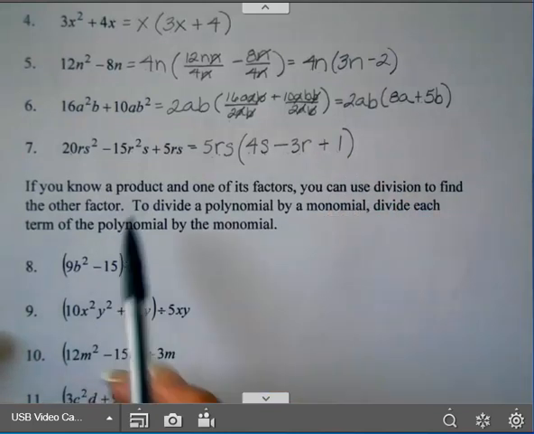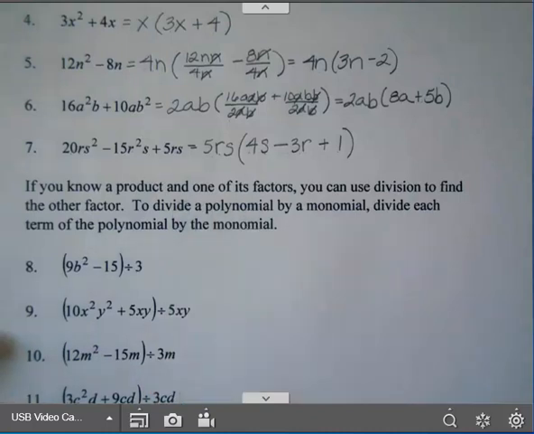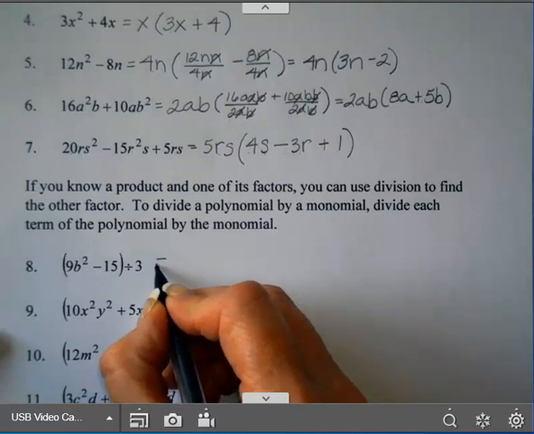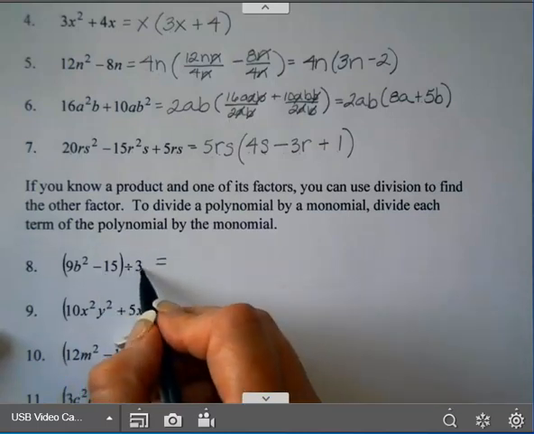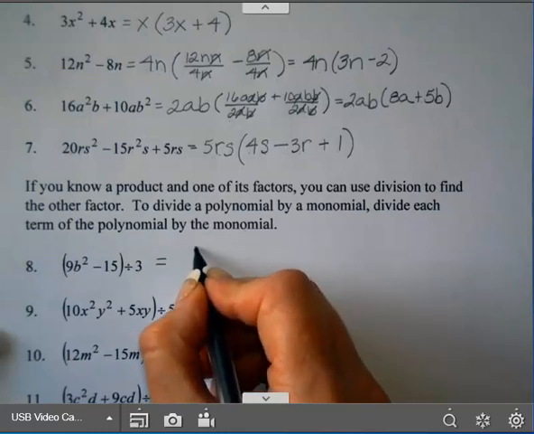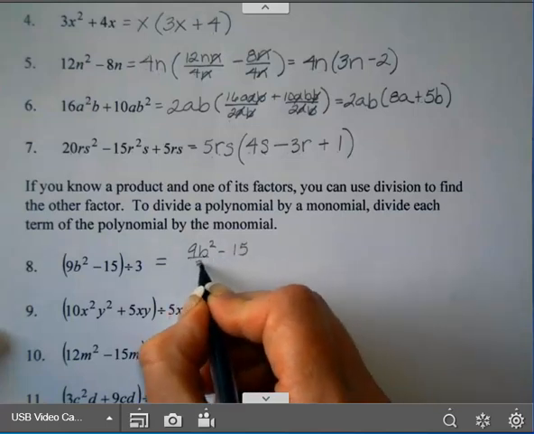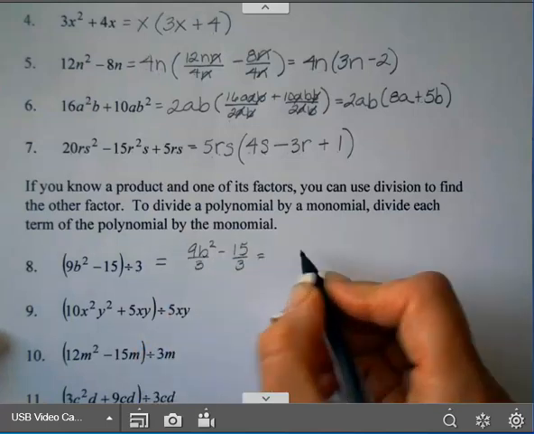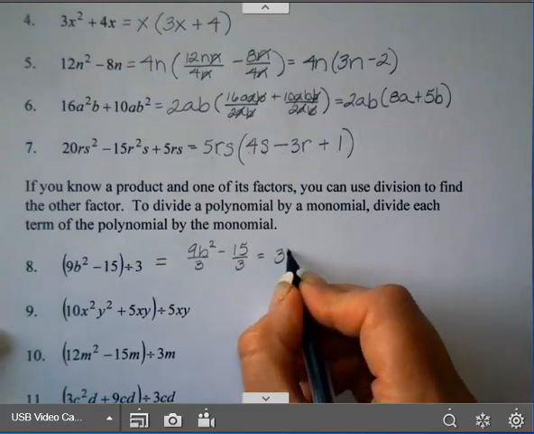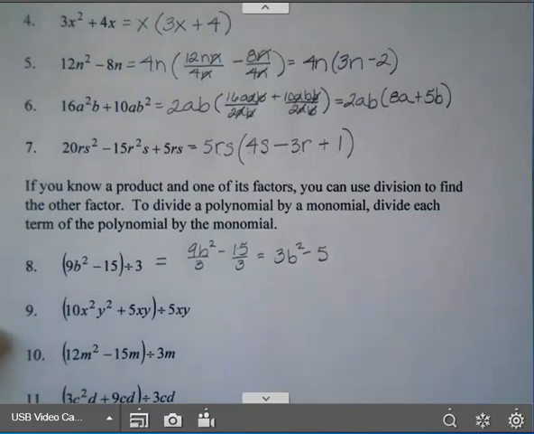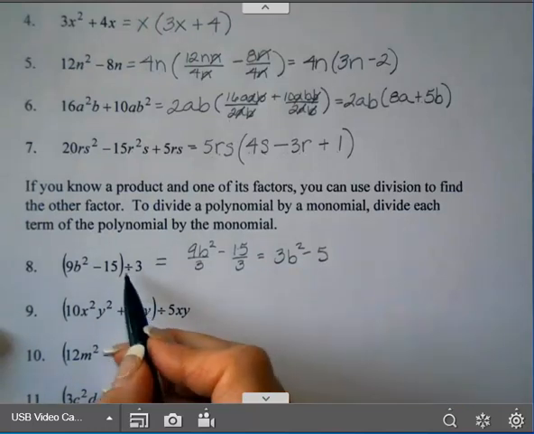If you know a product and one of its factors, you can use division to find the other factor. To divide a polynomial, you're dividing each term of the polynomial by the monomial. So this time I'm actually dividing by 3. So I'm just going to take my 9b squared minus 15, and I'm dividing each of these by 3. 9 divided by 3 is 3b squared, and then minus 5. I'm not factoring anything out because I was given divided by that value.